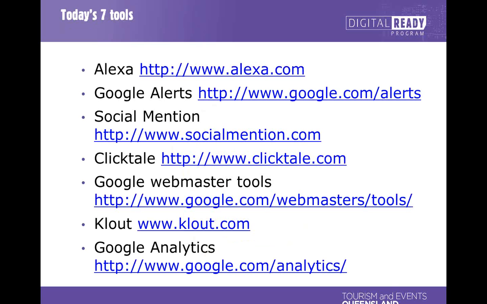And today's 7 tools that we're going to look at are, first of all, Alexa. You may or may not be familiar with some of these. Alexa, Google Alerts, Social Mention, Quicktail, Google Webmaster Tools, Klout, and Google Analytics. And I put the URLs in there, and when we record this you will be able to obviously click through and have a look at these for yourselves.